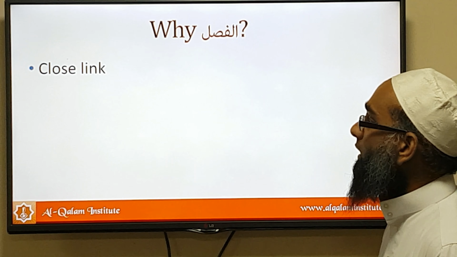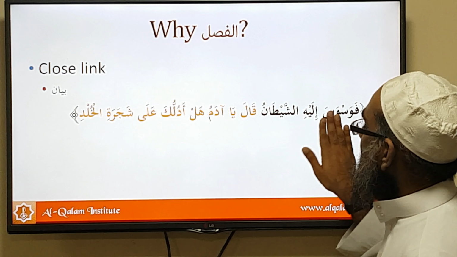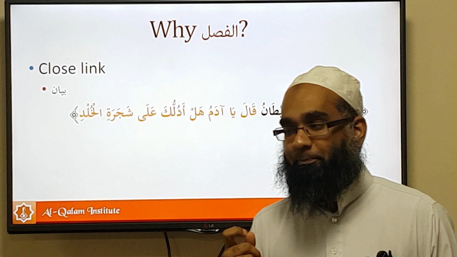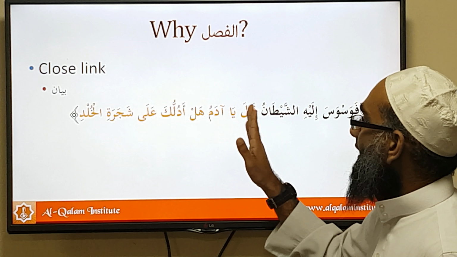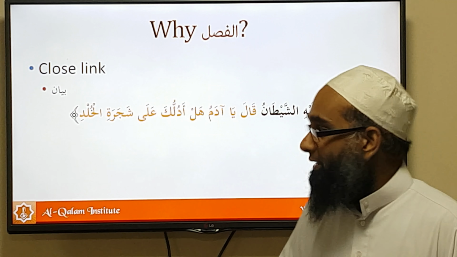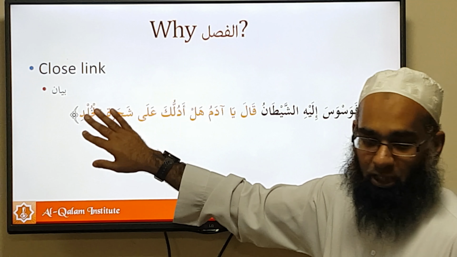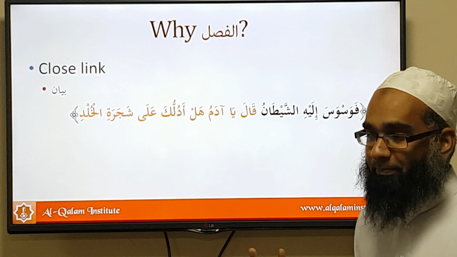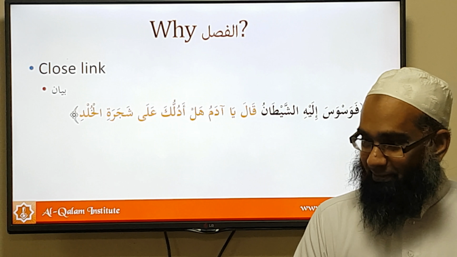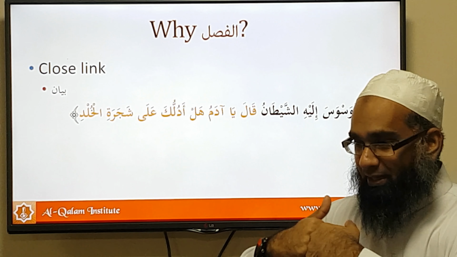Another example of the close link is what? It's a bayan. Similar to badal, it's a bayan. For example, فَوَسْوَسَ إِلَيْهِ الشَّيْطَانُ. Shaitan then whispered to Adam. What did he whisper? قَالَ يَا آدَمُ هَلْ أَدُلُّكَ عَلَى شَجَرَةِ الْخُلْدِ وَمُلْكٍ لَا يَبْلَى. So this is the same thing as waswasa. This is doing bayan, explanation, clarification, wadaha, of what the waswasa was. So if we say waqala, what does that mean? It was waswasa, then there was qala. It's not two different things, it's the same thing. So it's so closely linked, you put it together.